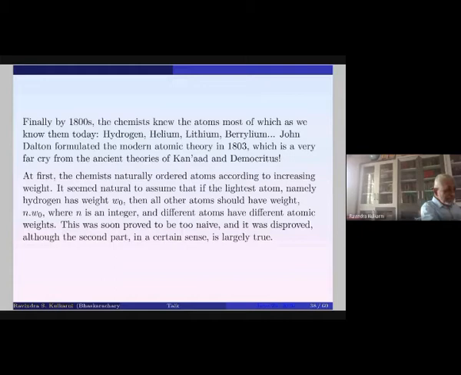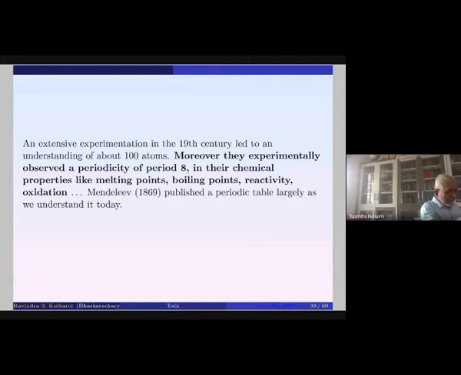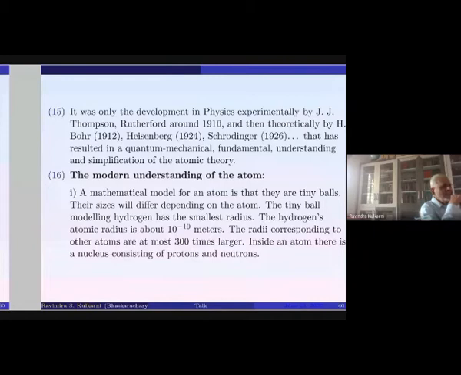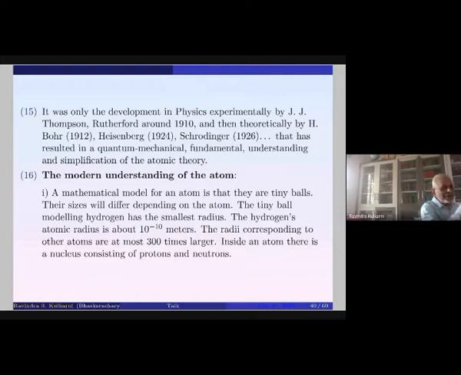But the second thing, that different atoms have different weights, is largely true. Extensive experimentation in the 19th century led to an understanding of about 100 atoms. Moreover, they experimentally observed a periodicity of period 8 in their chemical properties, like melting points, boiling points, reactivity, oxidation, etc. So Mendeleev published a periodic table largely as we understand it today. I have something to talk to the chemists about this. Chemists talk about the periodic table, but they do not talk about the period. I shall mention this point at the end of my lecture.